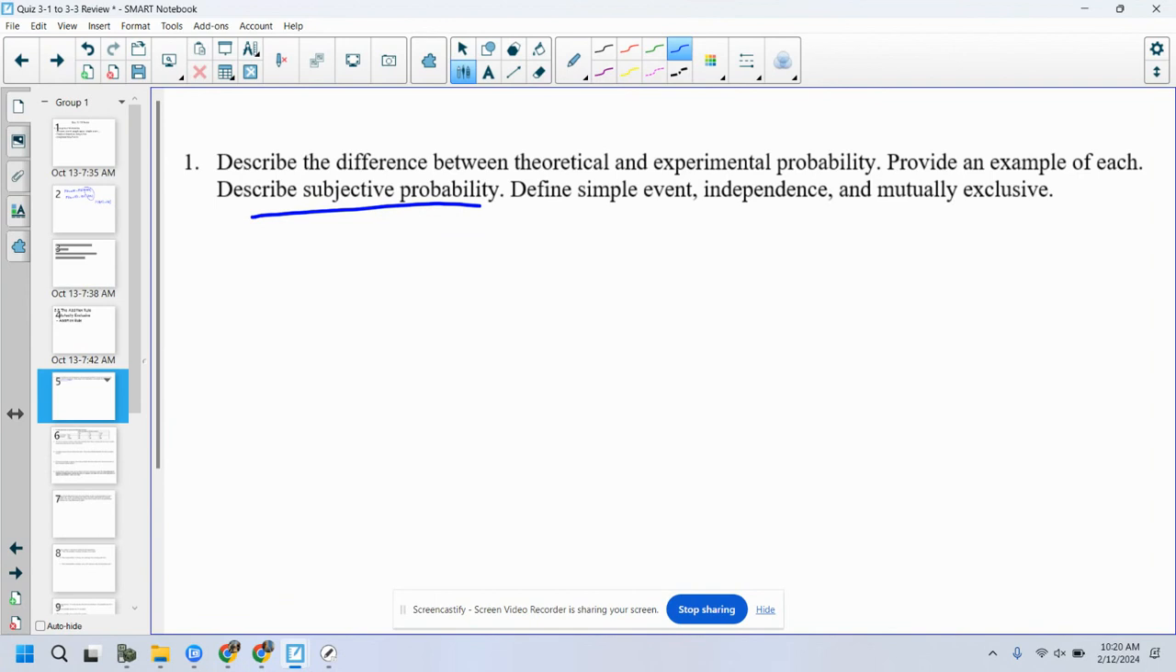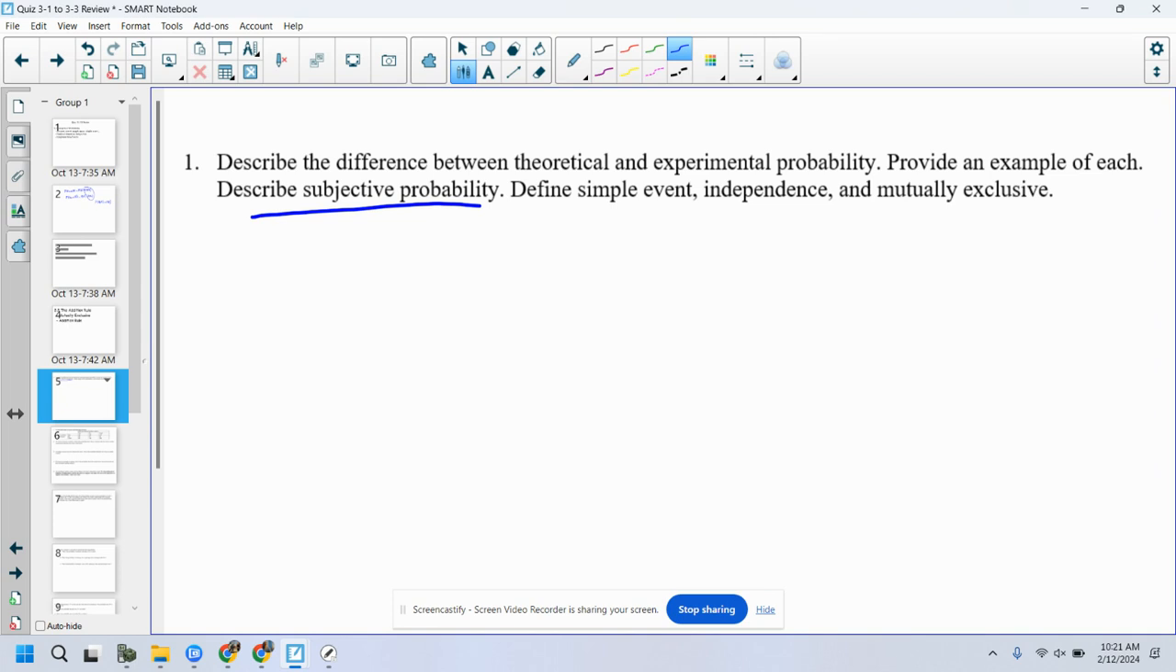Oh, great. All right. A simple event is when only one outcome can occur. Independence, again, is the probability of A not affecting the probability of B. And mutual exclusivity means that for two events there is no overlap. There's no possibility of them happening at the same time, like drawing a king that is also a 2.